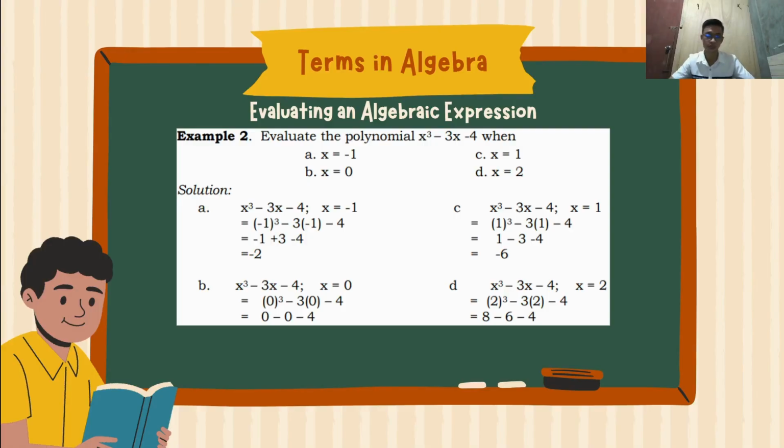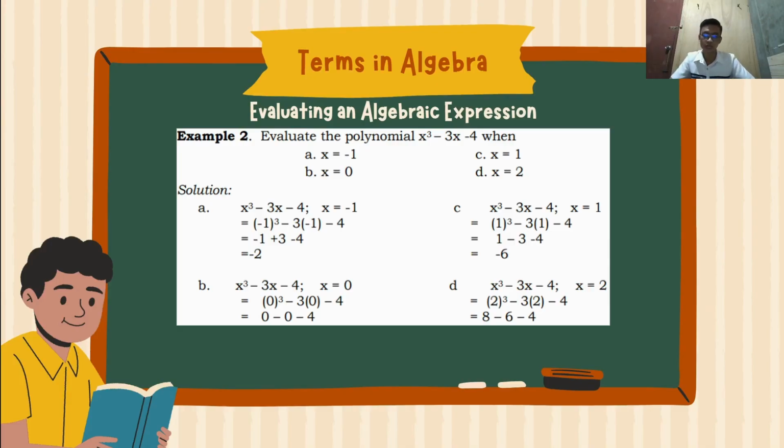Let's simplify it further. Negative 1 plus 3 is positive 2. Minus 4 is equal to negative 2. That's the answer. Letter B, x cubed minus 3x minus 4, wherein x is equal to 0. So, we are going to substitute it.